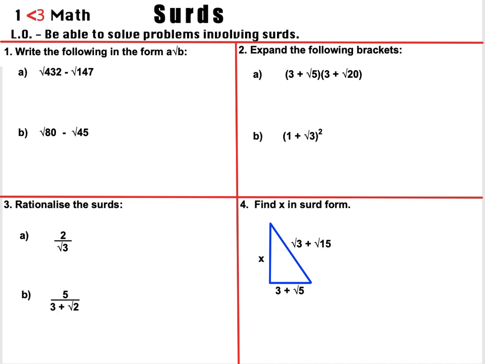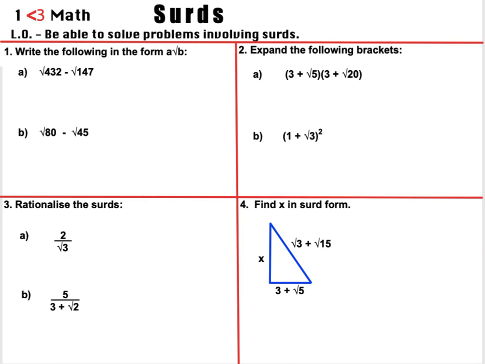So, question 1. Write the following in the form A root B. Now, I'm going to focus on the root of 147 because it's a smaller number and it might be easier to find the highest factor that is a square number. And that's what we need to do for both numbers. Now, I'll look through my list of square numbers. You can write this down if you need to. 1, 4, 9, 16, 25, 36, 49, 64.